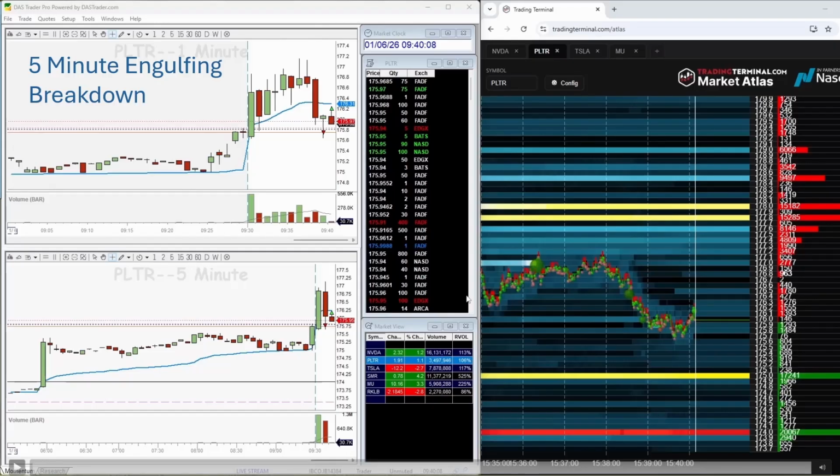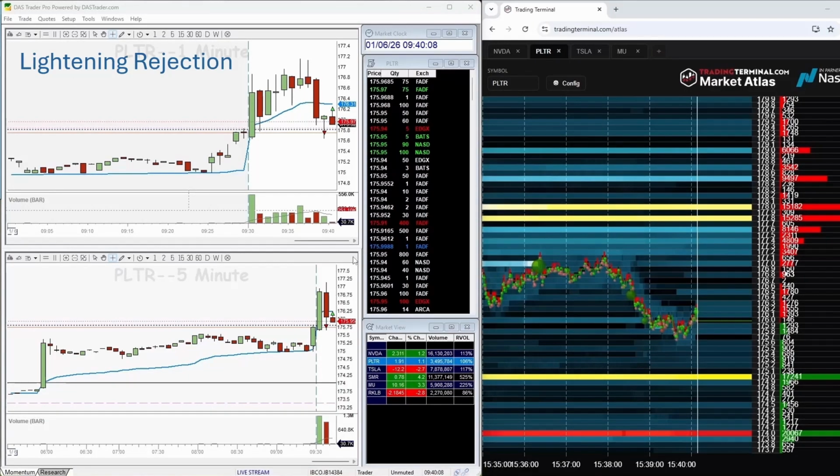This is my next play setting up here, and this one is what I call a lightning rejection. The stock has come down through the VWAP, comes back to the VWAP, tests it and rejects it. Then I expect it to go back down. So after that rejection, I'm going to get in and put my stop right above the VWAP. Again, I'm looking at this level 2 here, and 175, 174 is definitely in play. That's what I am targeting for this play.